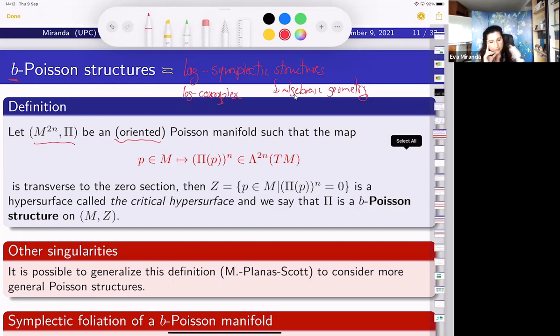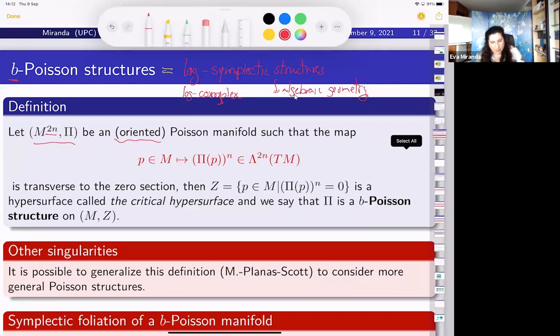Indeed, when Victor and I started to work on this, we started to think of the oriented case. But then, of course, you are tempted to take quotients by discrete groups. So non-orientable examples appear naturally. So let's assume today that we have an oriented Poisson manifold, that I need to be even dimensional, of dimension 2n. And then I have a bivector field, pi, okay?